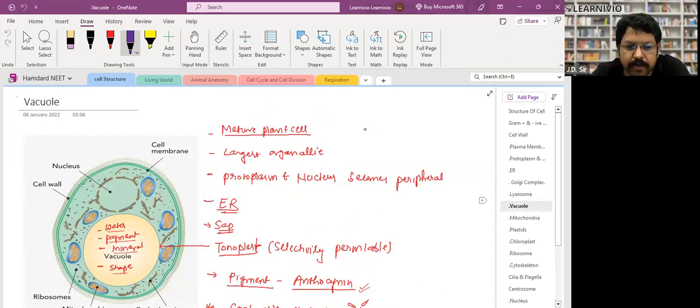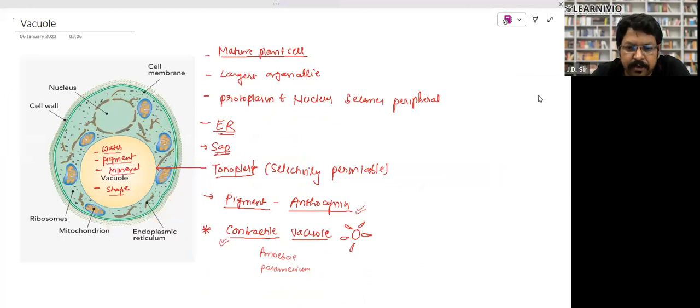Vacuoles. Vacuoles are basically well developed in the plant. In animals they are very small and have very minimal function. In mature plant cells they are found, and they are the largest organelle in the plant cell, as I have told you. The nucleus and protoplasm become peripheral because the vacuole becomes large and pushes the nucleus and protoplasm toward the periphery.